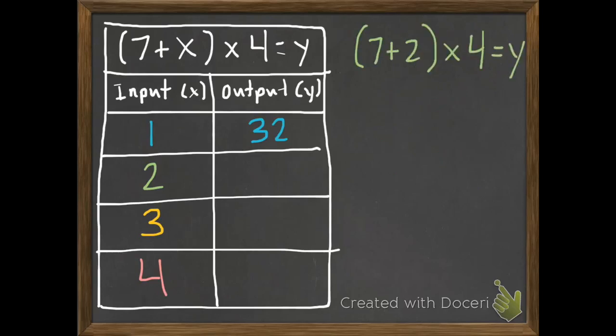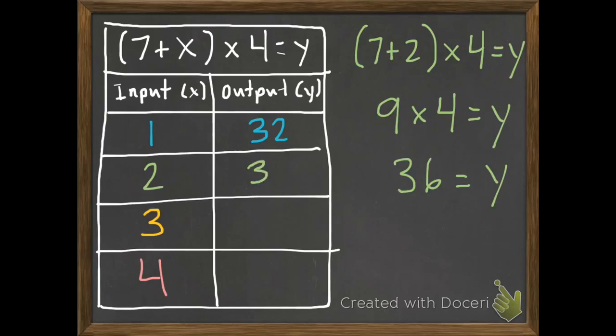Next, we put our 2 in for x. So 7 plus 2 times 4. 7 plus 2 is 9. 9 times 4 is 36. And that's our y. So we put it in our table. So when we put in 2, we get out 36.